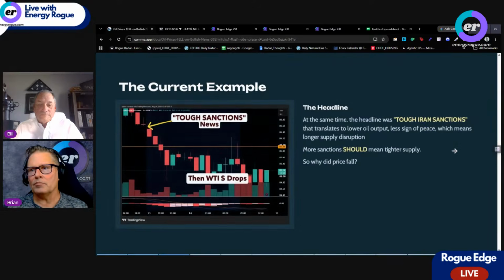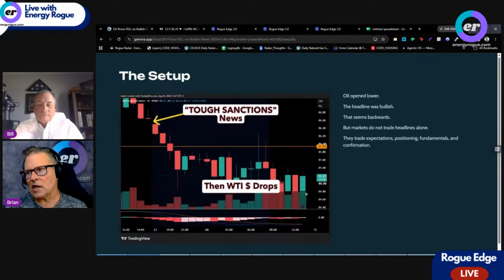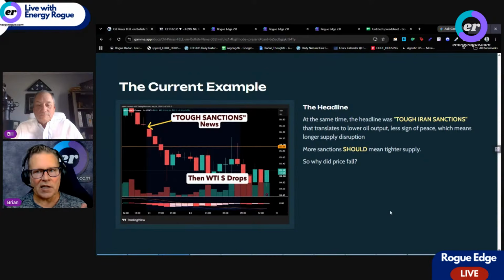But I want to read this last line. They trade expectations, positioning, fundamentals, and confirmation. Those are the things that happen in addition to the headlines. So let's take the current example. The headline comes out: we're going to have tough sanctions. That translates to lower oil output.